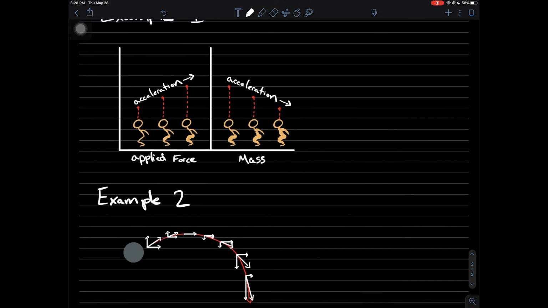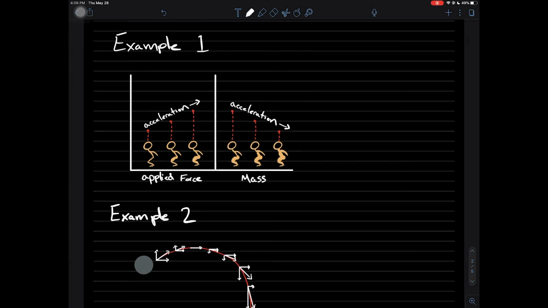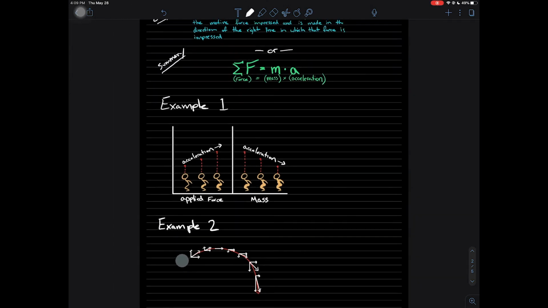Okay, so there you have it, Newton's second law, two examples, both of them from biomechanics, one to do with vertical jumping and the other to do with shot putting.